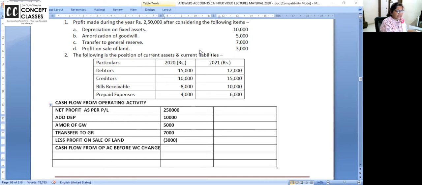250. Add back depreciation. Add back amortization. I'm writing some GW and all. Please write properly. All the energy is going in the explanation. 2,69,000. Yes. 2,69,000 is the cash profit, but before working capital changes. In this net profit, you have taken sales, but now opening debtors were 15 and closing debtors are 12. 3,000 debtors have decreased. Money has come in. 3,000 debtors have decreased. Inflow.